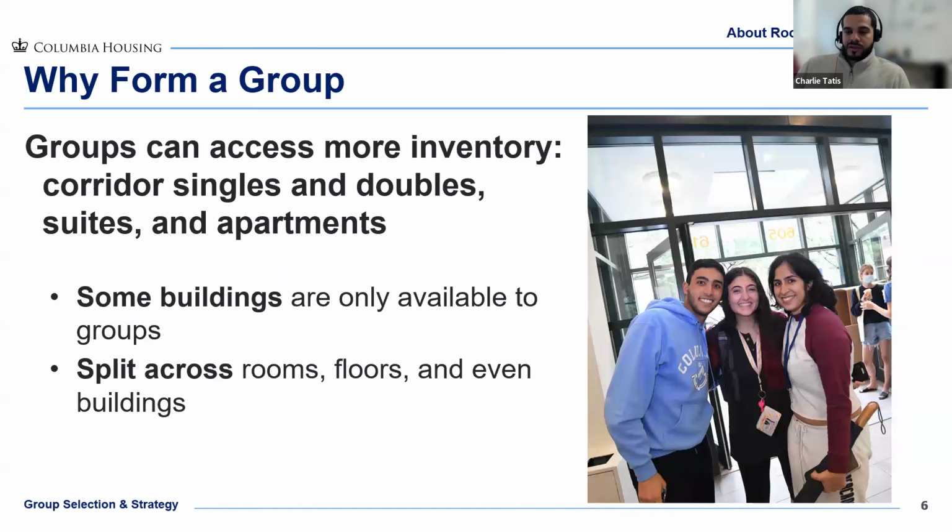Why form a group? As we said earlier, groups are a smart selection strategy because they allow you to access more of our inventory. While both individuals and groups can select into corridor singles, groups can select into corridor doubles and apartments as long as all beds in the spaces are filled. There are actually some buildings, like Hogan or Woodbridge, that are only available to groups because they are only configured as apartments. Groups are also more flexible. Depending on available inventory, they can split up across rooms, floors, and even buildings.